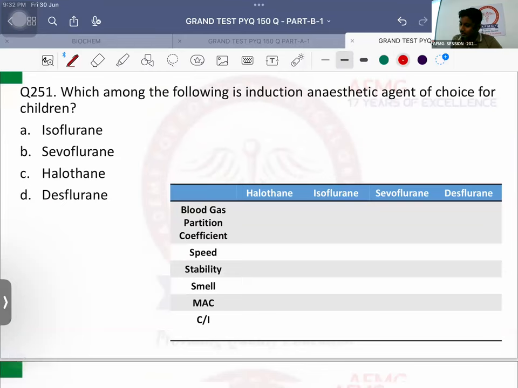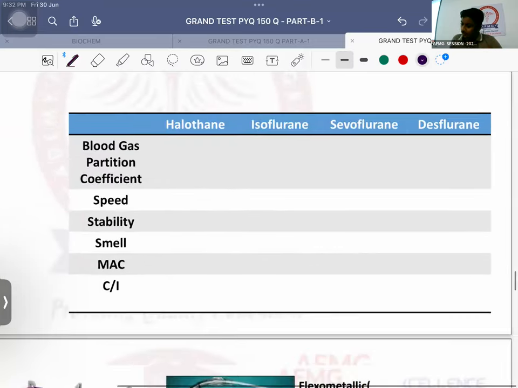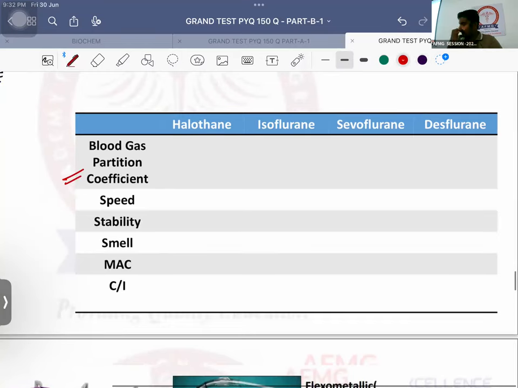Which among the following is the induction anesthetic agent of choice for children? So for children, the inhalational anesthetic agent of choice for induction as well as for maintenance is the same. And that answer is sevoflurane. Quickly let me tell you now. Blood gas partition coefficient will tell you about the speed of induction.